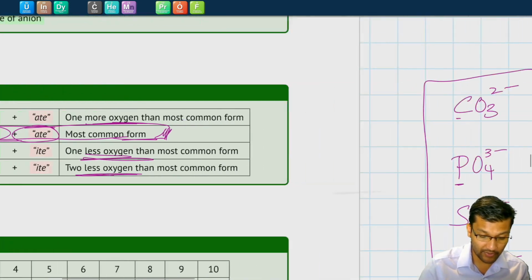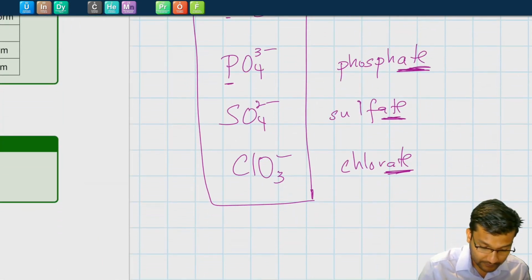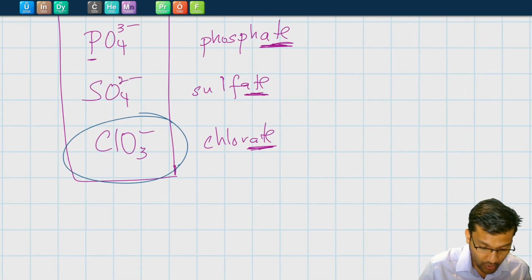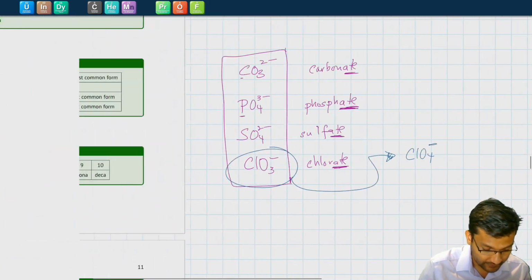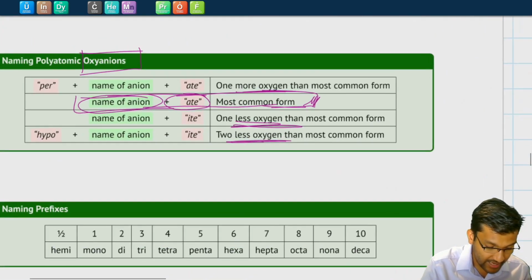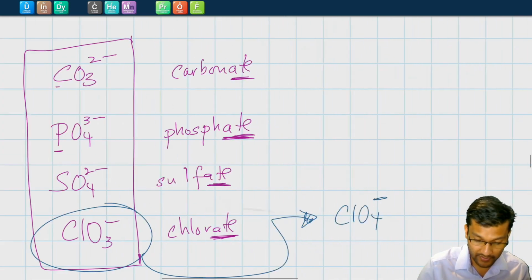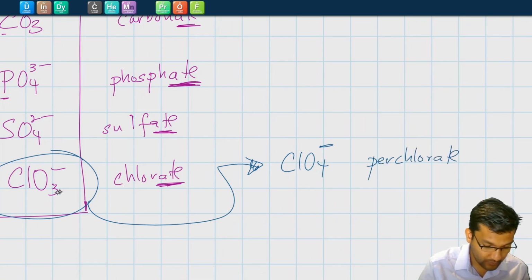What do I mean by that? Well, let's look at one of these as an example. So this is chlorate, ClO3 minus. If you have one more oxygen, ClO4 minus, you add a PER in front of the name to get the new name. So one more oxygen, this becomes perchlorate.